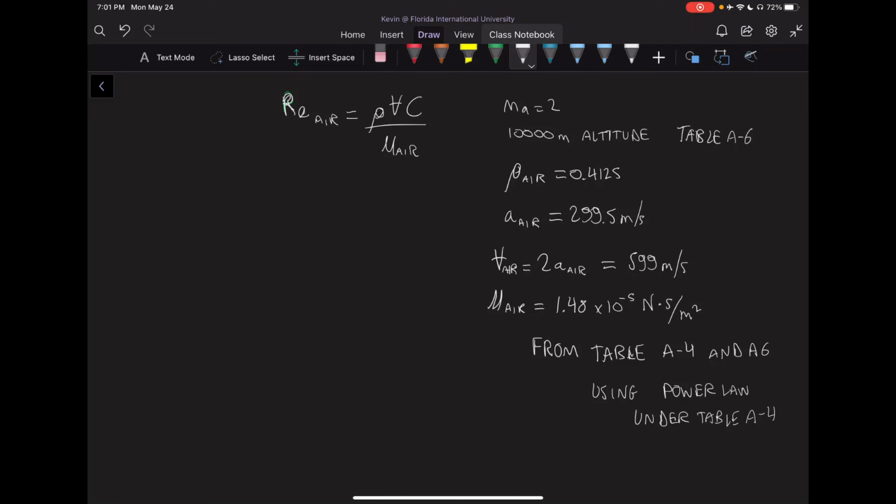So now we can find that the Reynolds number of air is equal to 0.4125 multiplied by 599 multiplied by 1.6, which is our chord length, divided by 1.48 times 10 to the minus 5. So we have that this is equal to 26.6 times 10 to the 6.